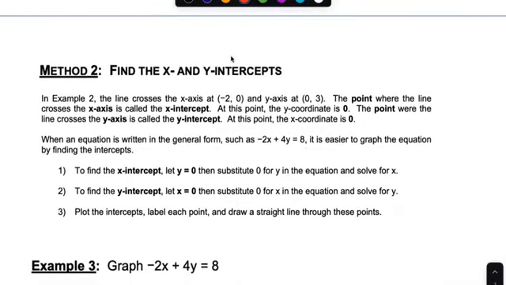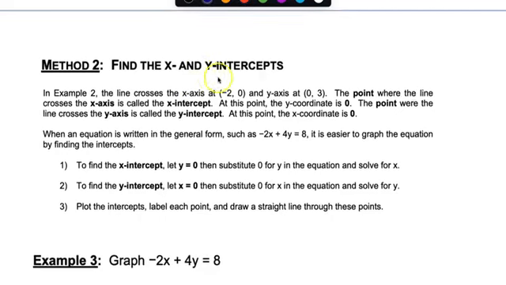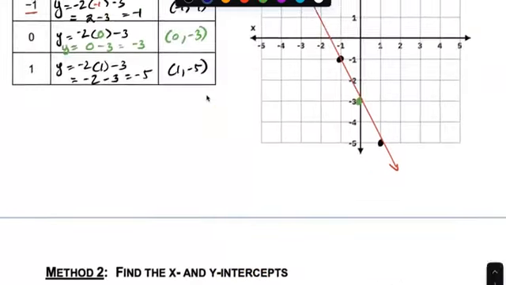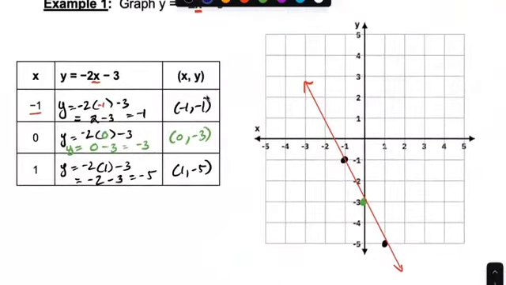So another method we could do is find the x and y intercepts. This is another method that always works. So we're going to find the x and y intercepts. X and y intercepts are where you cross the x-axis and the y-axis. Like up here, just to point them out, here was my x-intercept. That looks like it's about negative 1.5. My x-intercept, x equals negative 1.5, I should say. Or you could say negative 1.5 and 0. And then my y-intercept was down here where you cross the y. So this would be the y-intercept.